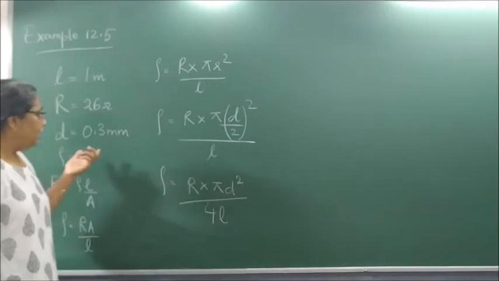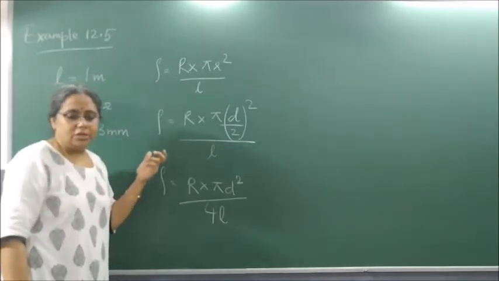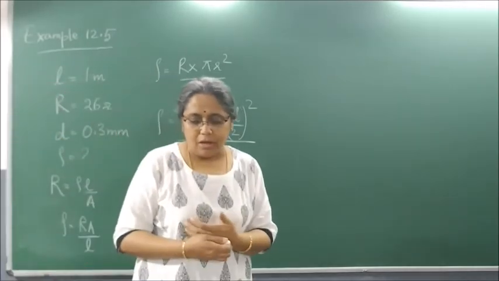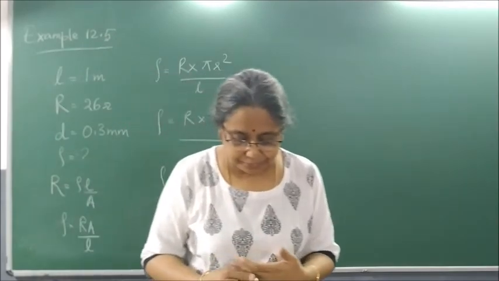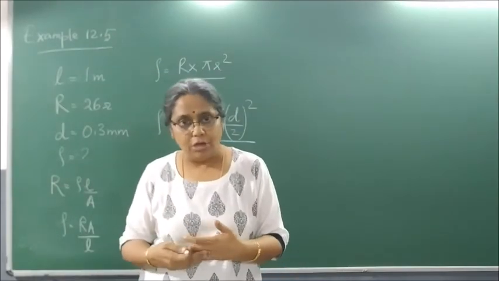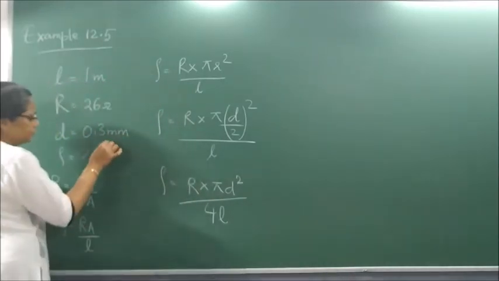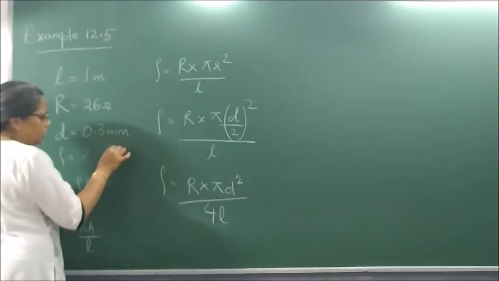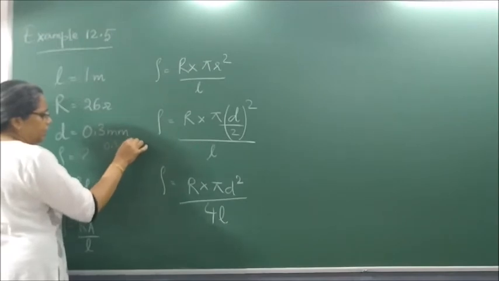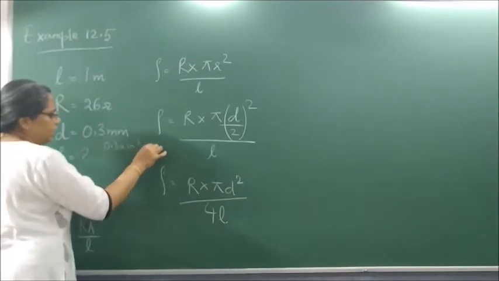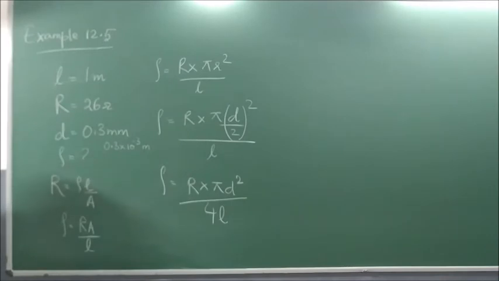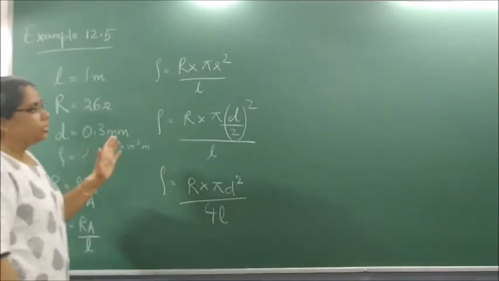Now, if I have to convert millimeter into meter, with what should I multiply? Into 10 to the power minus 3. So this becomes 0.3 into 10 to the power minus 3 meter. Correct? 1000 millimeter make a meter. So now we will substitute this.